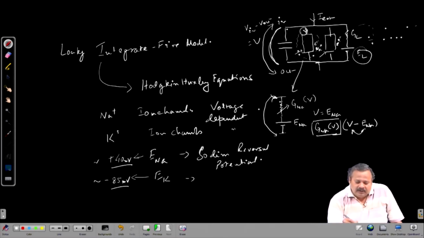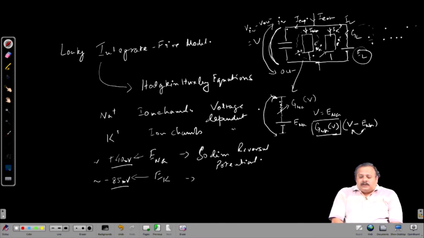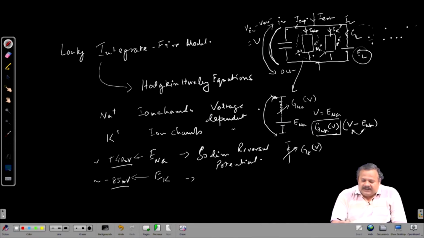So, here we have the new components I_Na, that is I sodium, and I_K, or I potassium, and we have our old I leak and I capacitor. Similarly, the branch for the potassium is simply going to be our G_K as a function of V, followed by this battery E_K.